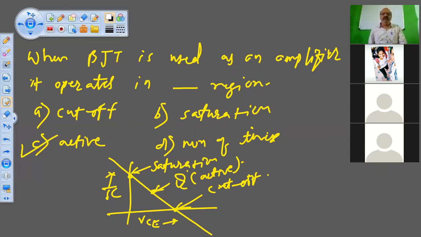Because if you enter into the saturation region or if you enter into the cutoff region, clipping of the waveforms will take place. If you enter the saturation region, the positive half cycle of the collector current will be clipped off. If you enter into the cutoff region, then the negative half cycle of the collector current IC will be clipped off. So there will be distortion. And in an amplifier, we don't want any distortion. So you have to keep the operating point at the center of the load line, and that region we call the active region of the transistor.